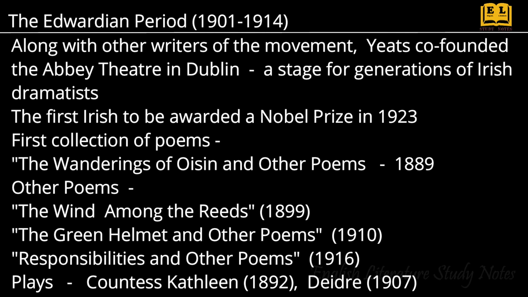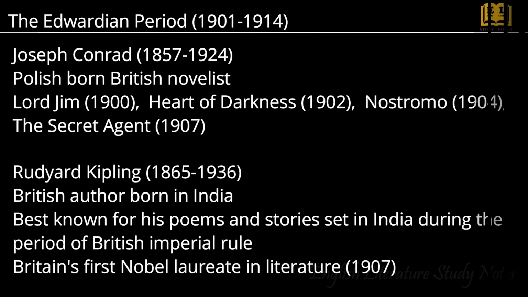The first collection of poems by W.B. Yeats, The Wanderings of Ossian and Other Poems, was published in 1889. Some other poems include The Wind Among the Reeds, The Green Helmet and Other Poems, Responsibilities and Other Poems, etc., and plays include Countess Kathleen, Deirdre, etc. Joseph Conrad was a Polish-born British novelist. His notable works include Lord Jim, Heart of Darkness, Nostromo, The Secret Agent, etc.